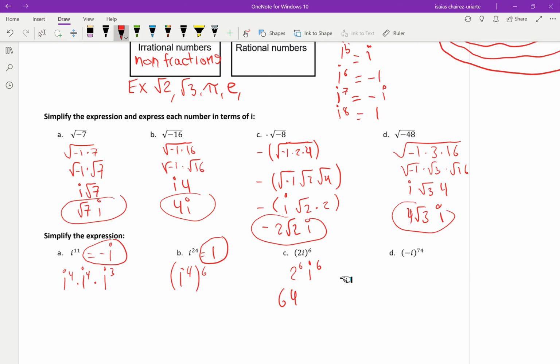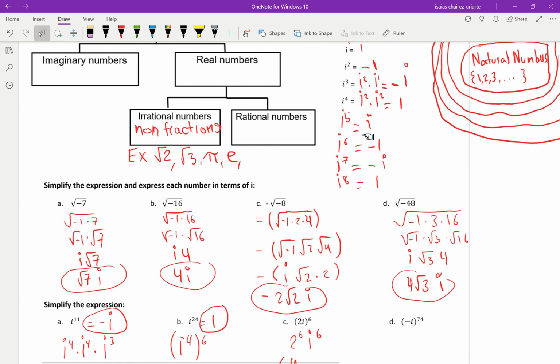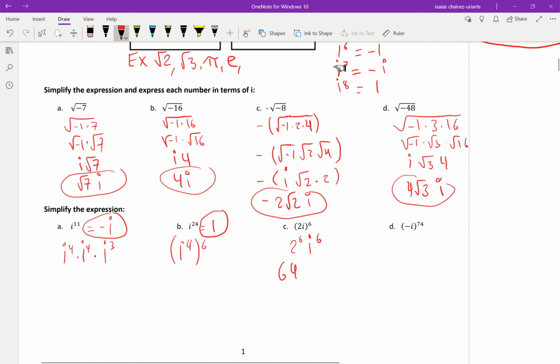And i to the 6th, from up here we said that i to the 6th turns out is negative 1, the same thing as i squared. So times negative 1, so negative 64. That should be the correct answer there. The last one: I have negative i raised to the 74.